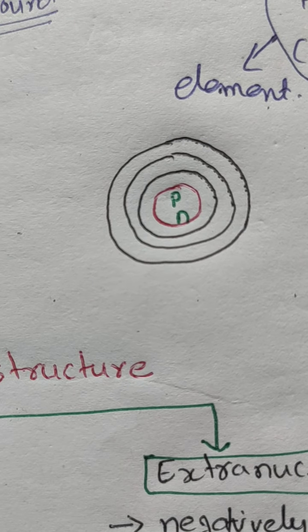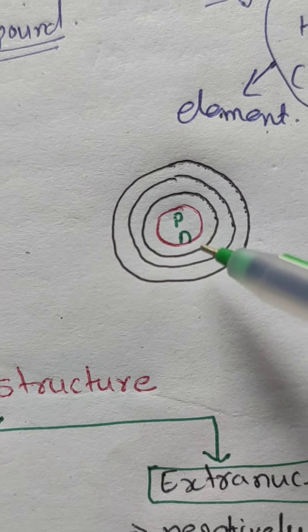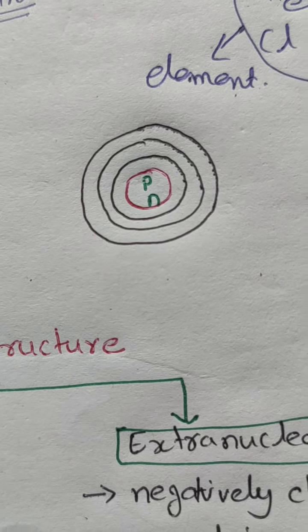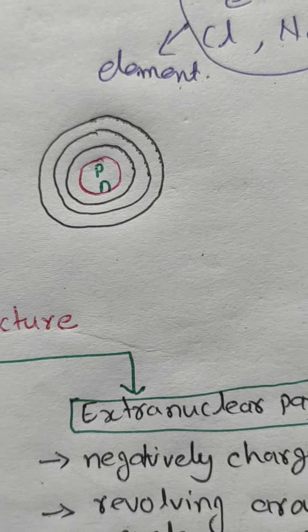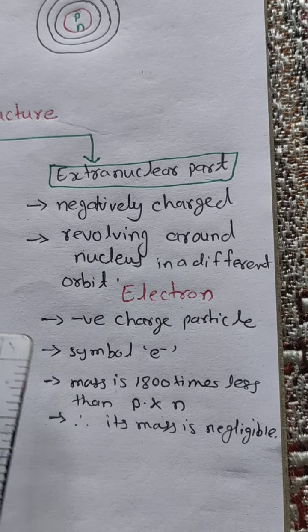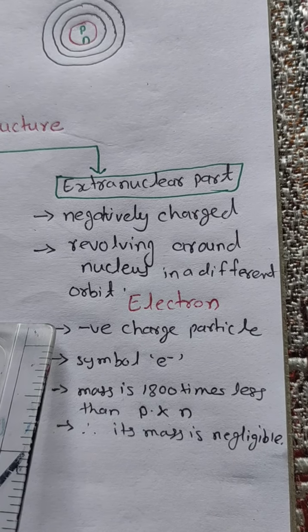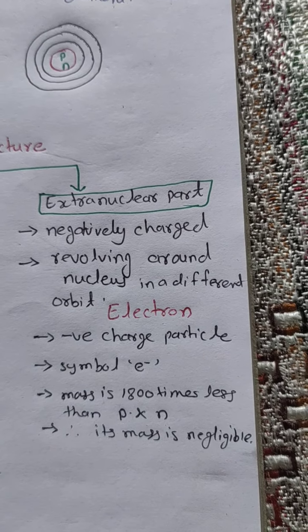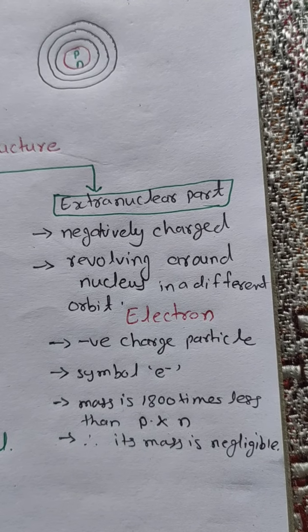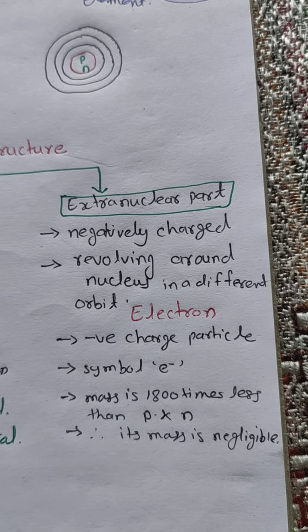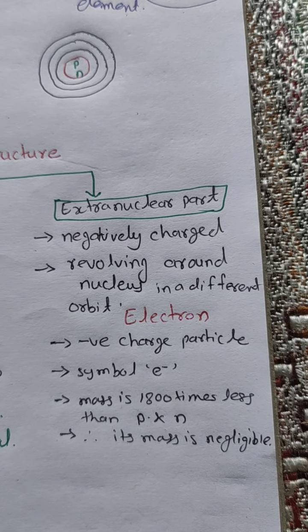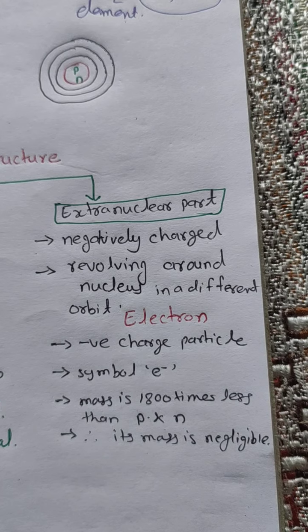Again come to the diagram. As I said, proton and neutron both are present in the nucleus. Now we will learn the extra nuclear part. In the extra nuclear part, the black circles you see in the diagram are negatively charged. All the negative black circles are revolving around the nucleus in different orbits. There are three different black circles, and each circle has a different orbit.